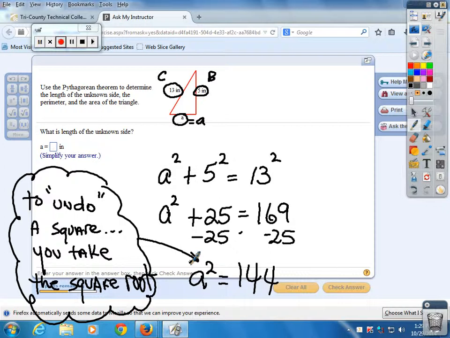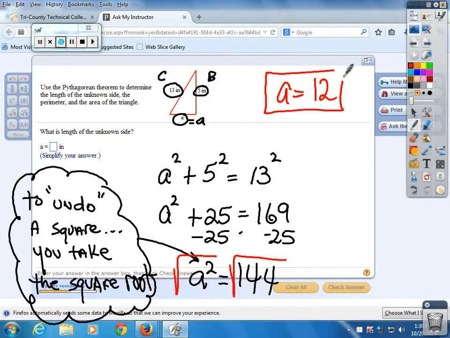So I take the handy dandy red marker, and I get a is equal to, what's the square root of 144? 12. Is that something that you should know? Yeah, because it's a perfect square. You know your multiplication tables. You should know your perfect squares up to 15, which is, we'll just go from 10.